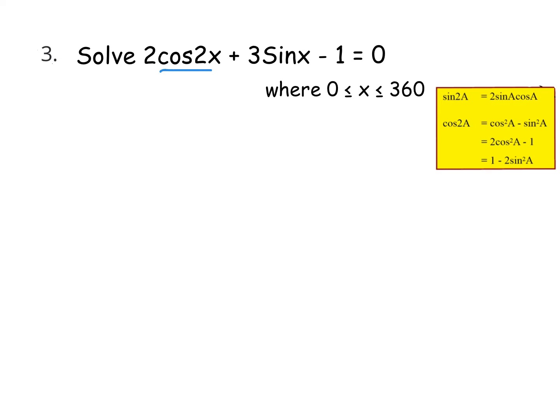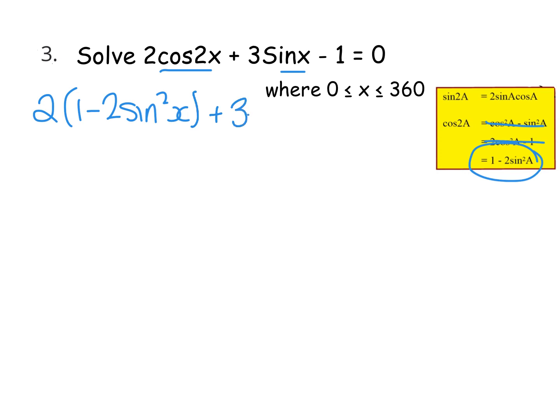So I'm still not going to use the cos and the sine one because that would give me coses and sines everywhere. Because this one has got 3 sin x, we're going to use the one with the sine in it. So this will be 2 at the front, bracket, 1 minus 2 sine squared x, close my bracket, plus 3 sin x minus 1 equals 0.